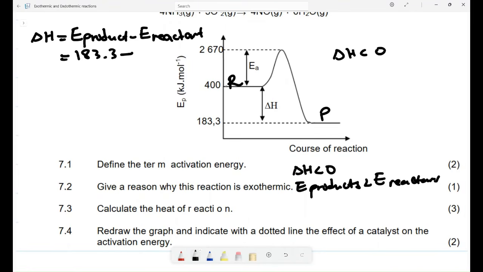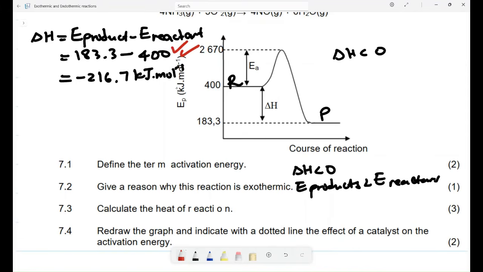183.3 minus the energy of the reactants, 400. Now can you see our change in enthalpy? It is less than 0. 183.3 minus 400, you get something like negative 216.7 kilojoule per mole. It is very important to include the SI unit.